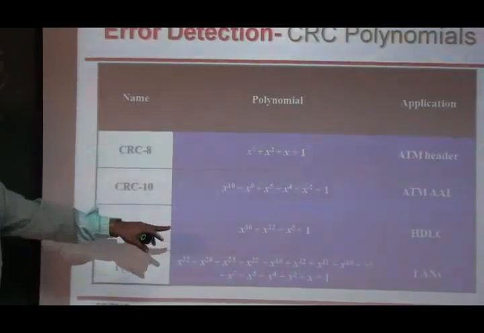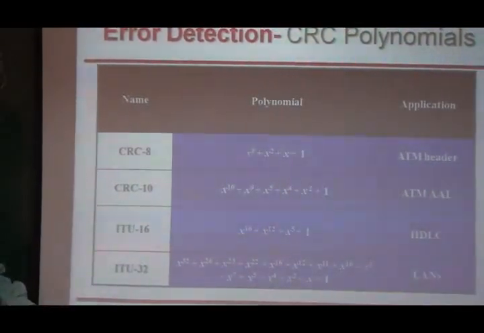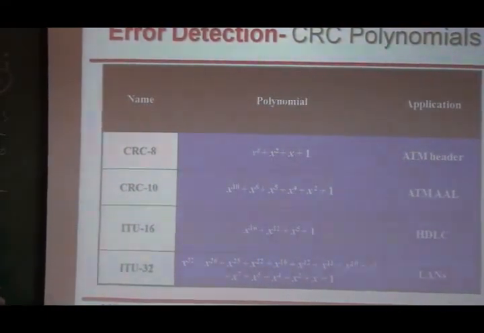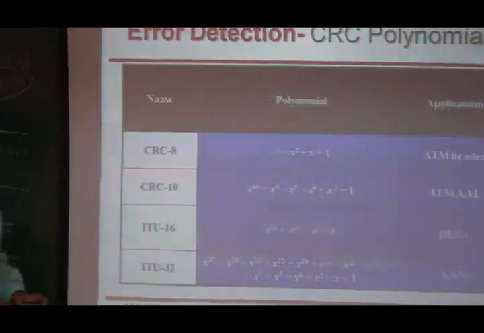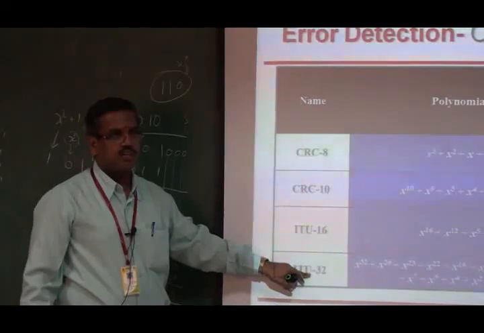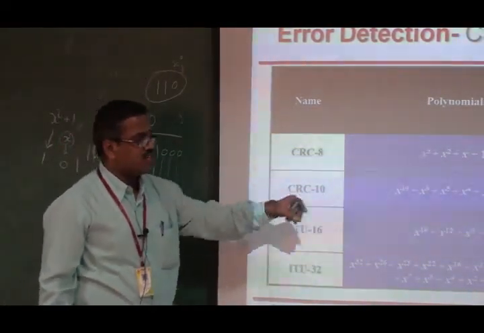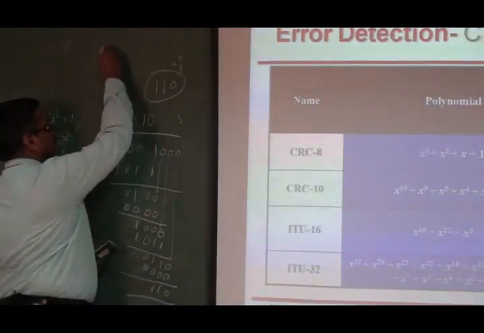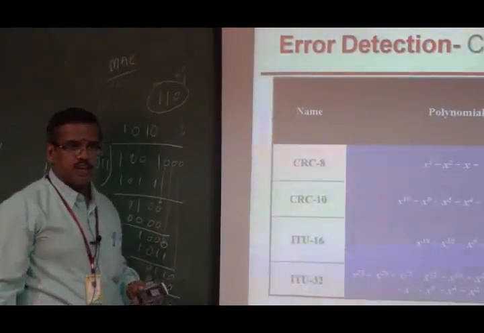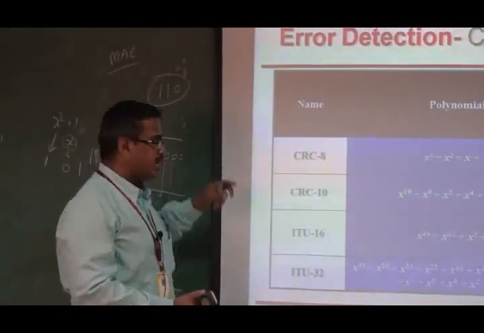For example, LAN, local area network. In our institution, the laboratories are constructed with local area networks. In those local area networks, packets or messages are computed with CRC-32 and the HDLC layer. This HDLC layer works with the MAC layer. The MAC sublayer is available in the data link layer. So far we have discussed the data link layer.